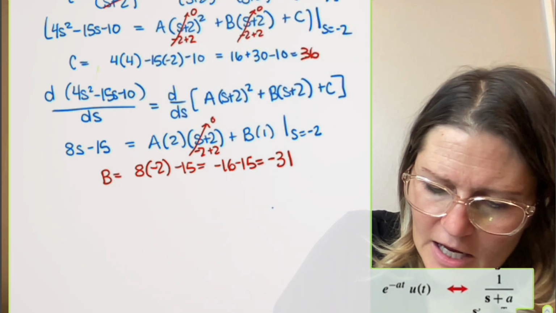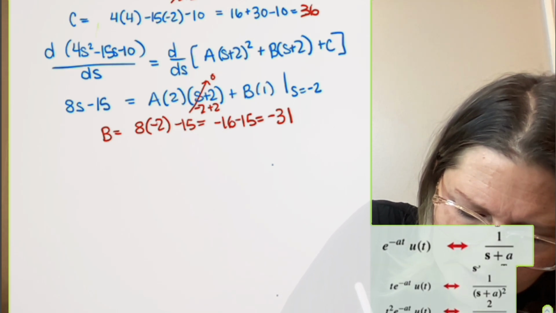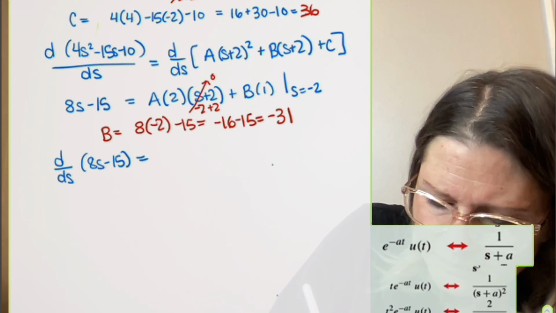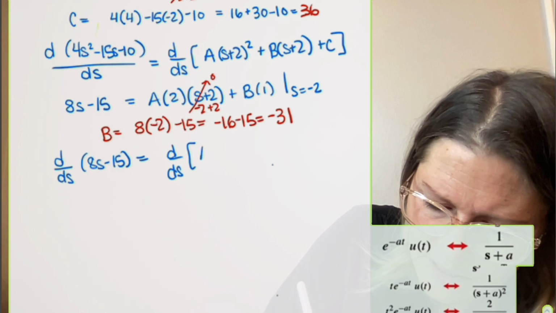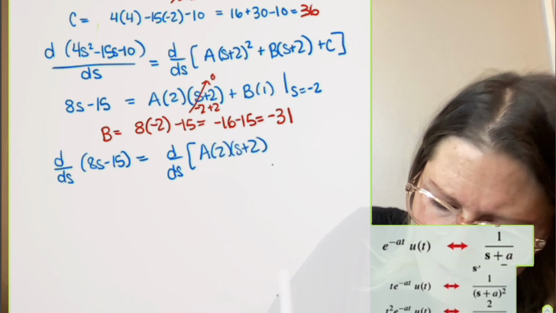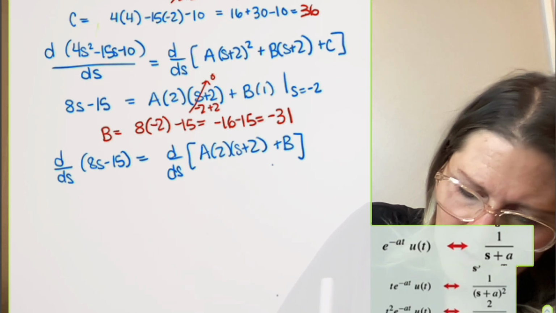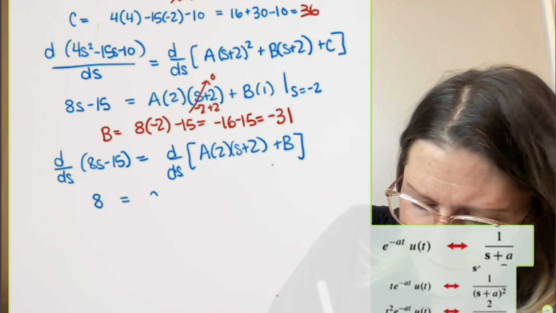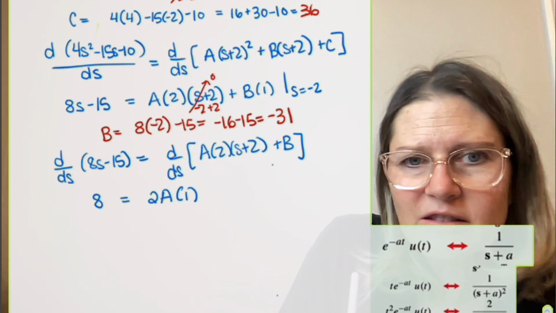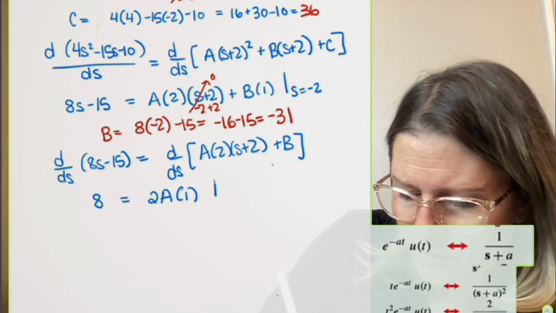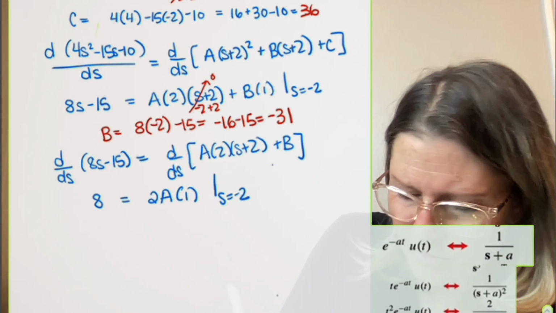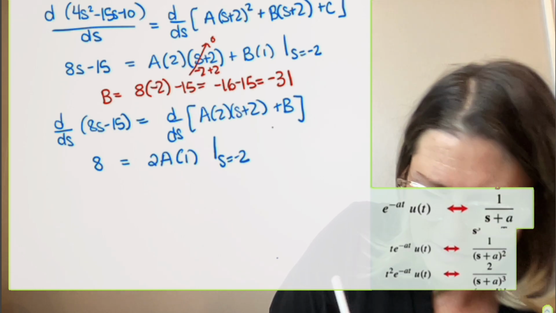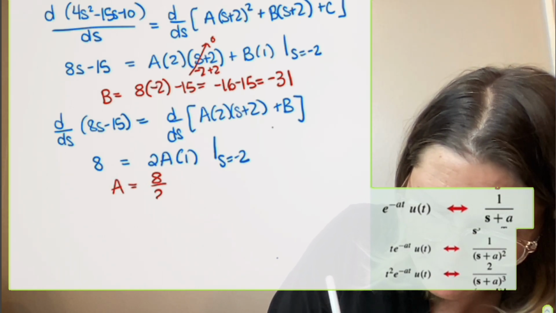And now to find A, we're going to differentiate again. So we're going to differentiate this time the 8s minus 15. And on the right side is going to be A times 2(S plus 2) plus B. And this becomes an 8 on this side, and on this side we have 2A, and then S plus 2 is just a 1. Again, we evaluate it at minus 2. And so we get the value of A is 8 over 2, for 4.